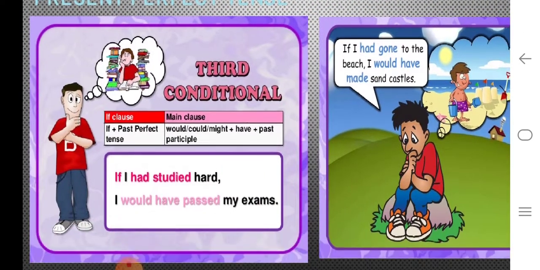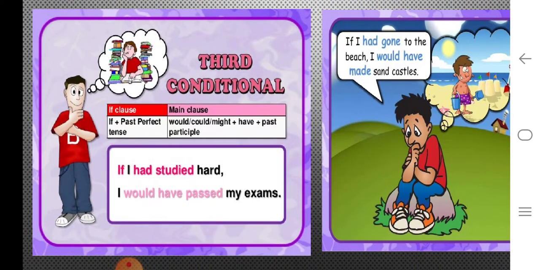Understood? And the third conditional clause here is if plus past perfect tense, which will follow with the main clause as would, could, might, have, and the past participle. For example, if I had studied hard, I would have passed my exams. If I had gone to the beach, I would have made some sand castles. So here we are talking about if plus past perfect with the main clause and the past participle.